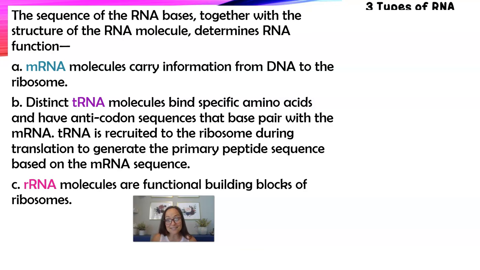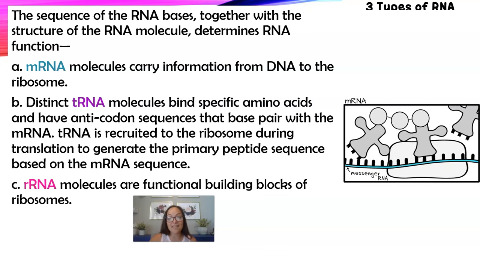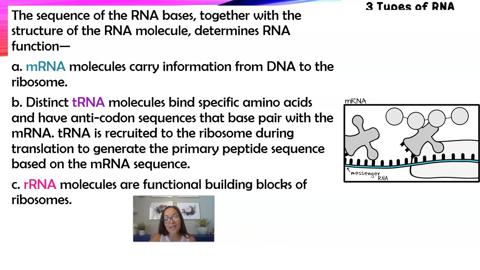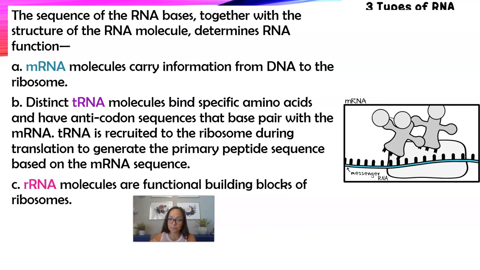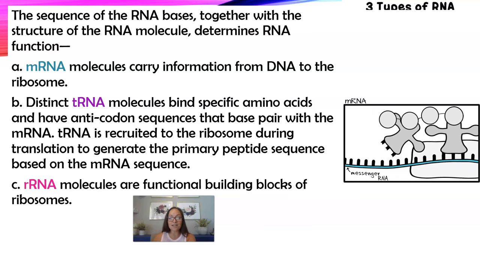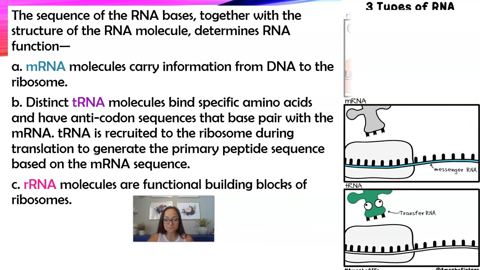So that process is called protein synthesis and involves 3 types of RNA. Our first type of RNA is called messenger RNA. And its job is to carry the information from our DNA. So our DNA is our directions on how to build a protein. Well, that messenger RNA is going to leave the nucleus where it'll find a ribosome.